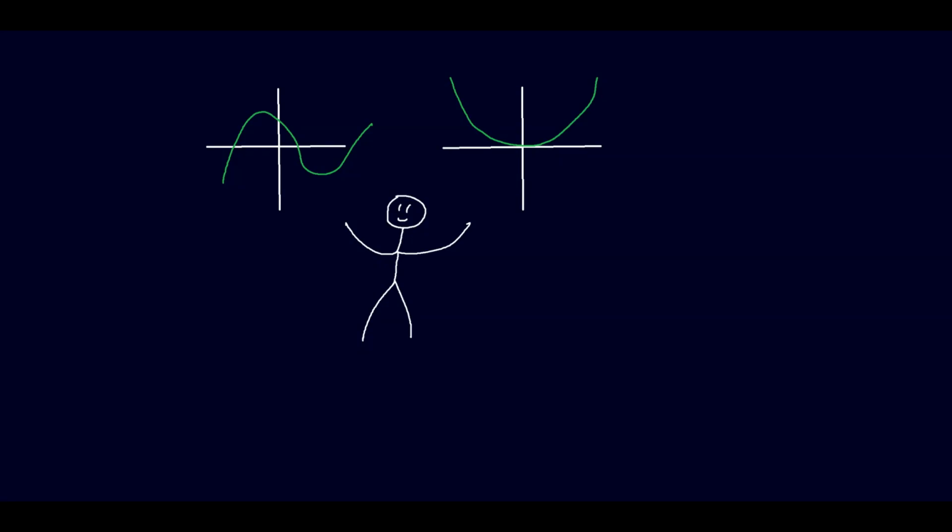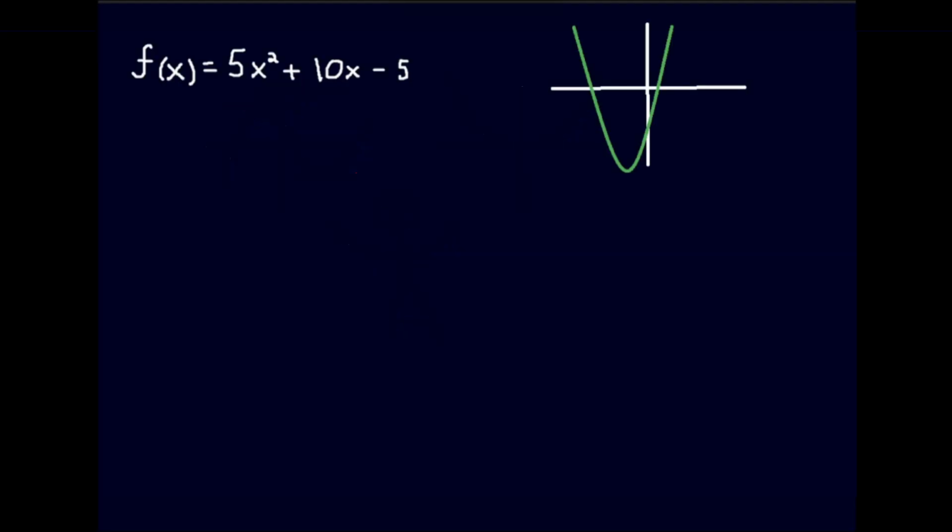Critical points help us determine when the slope of our graph is 0 or undefined. Today I'm going to show you how to calculate the critical points of a function. Given f of x equals 5x squared plus 10x minus 5, we can see on the graph that there is a point that looks like the slope briefly becomes 0.